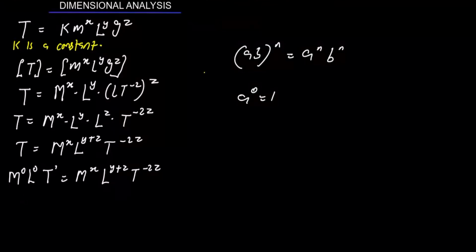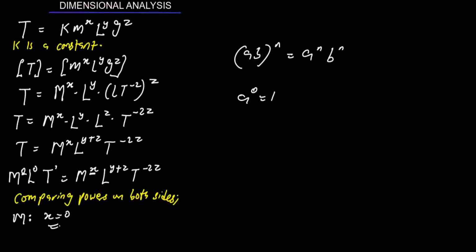Now I'll compare the powers on both sides. Comparing the power of M, I have X here and it must be equal to the power that we have here, which is 0. Let me tell you the principle. The power of M here, you relate it to the power of M here. The power of L here, you relate it to the power of L here. And the power of T here, you relate it to the power of T here. And that is the principle.